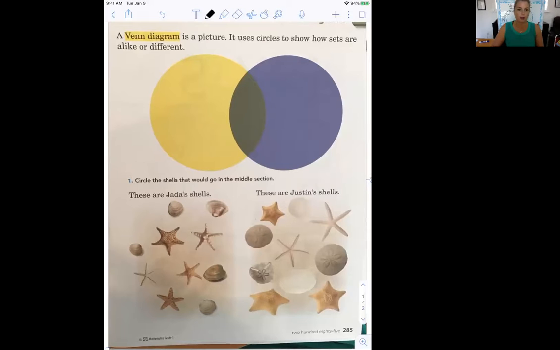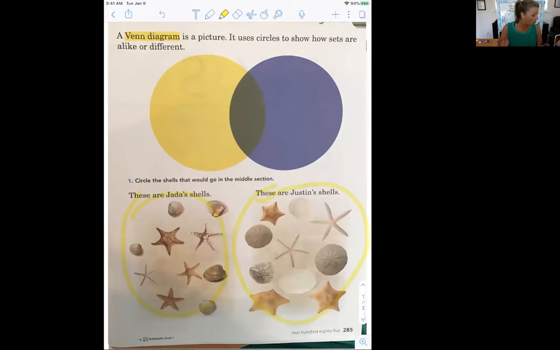Okay, so it says a Venn diagram is a picture. It uses circles to show how sets are alike or different. So let's look at the shells on the bottom of the page. Right here are Jada's shells. Jada's shells have starfish and clam shells, and Justin's shells have starfish and sand dollars.